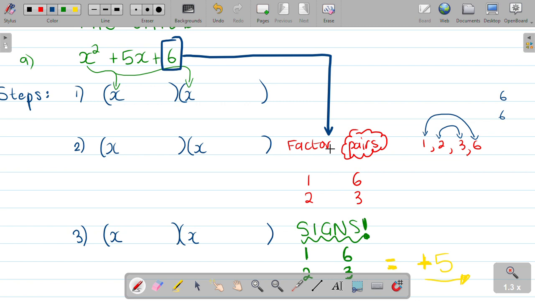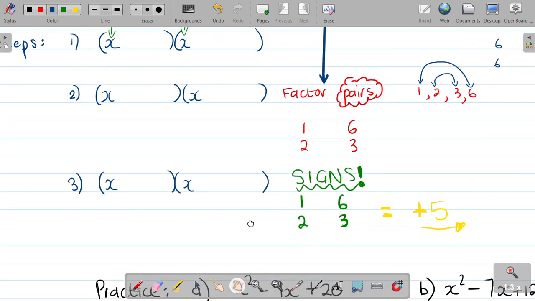So therefore, you list the factors as pairs. So 1 and 6 go next to each other, and 2 and 3 go next to each other. Okay, you with me? Now, let's go to step number 3. So step number 1, we write our brackets x and x. Step number 2, we keep that, but then on the side, we list our factors as pairs. Then what happens with step number 3?